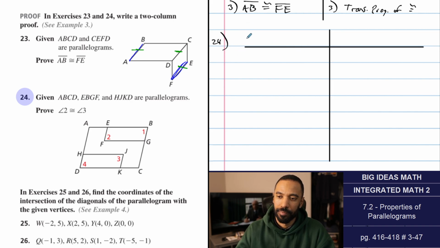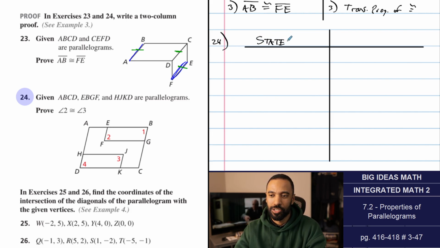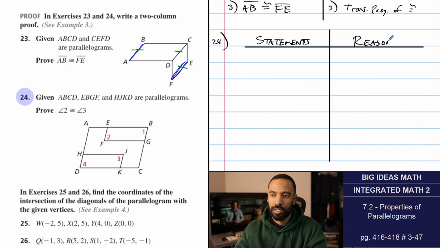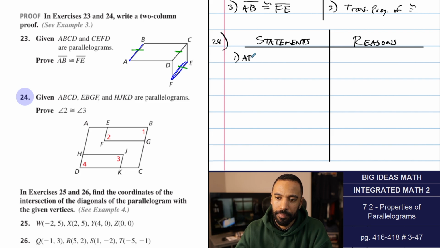Proof they're congruent. Okay. Statements. I think I know what I want to do with this one. I'm seeing it in my head, especially with the 1 and the 4 where they are. Now step 1 is all these are parallelograms. We got ABCD, EBGF, and HJKD. These are parallelograms. Okay, that is a given.